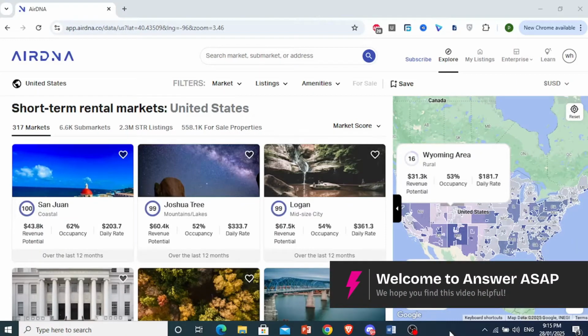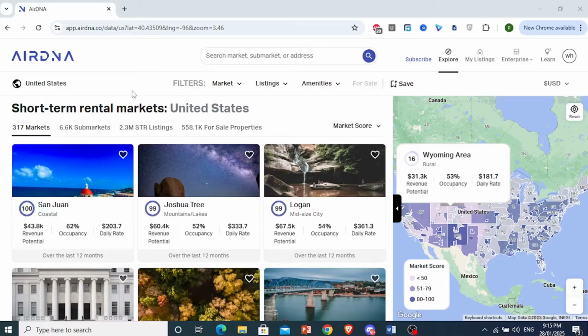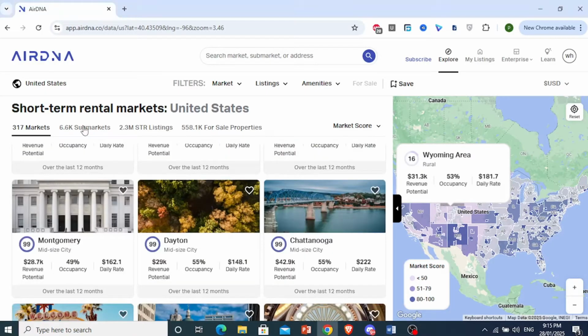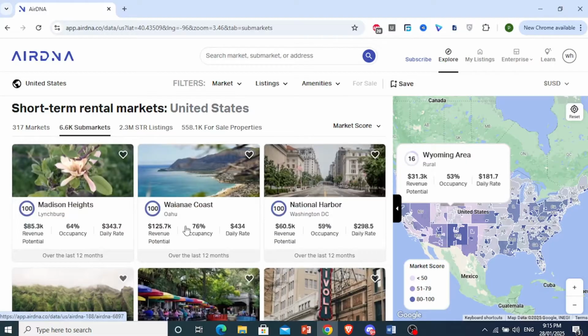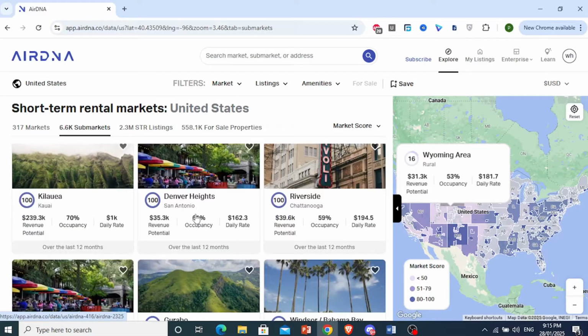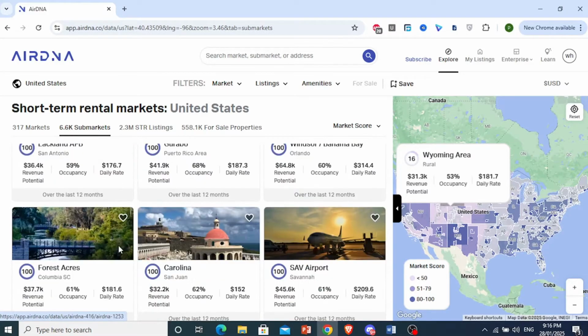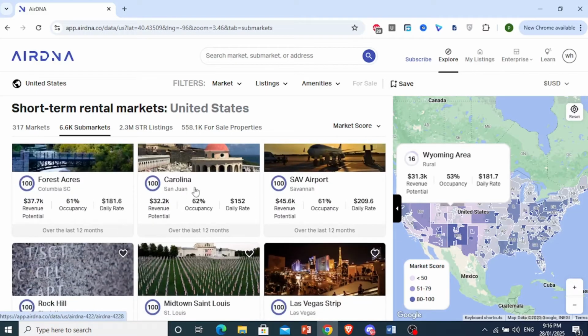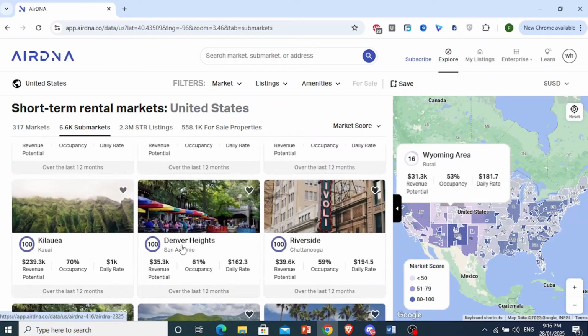In this video, I'm going to show you how to use AirDNA to check demand. For example, we're looking at the United States in a short-term rental market. You can come here and also choose some sub-markets as well, specific towns and cities. For example, let's go ahead and we have Carolina here. We have Denver. Let's do Denver.